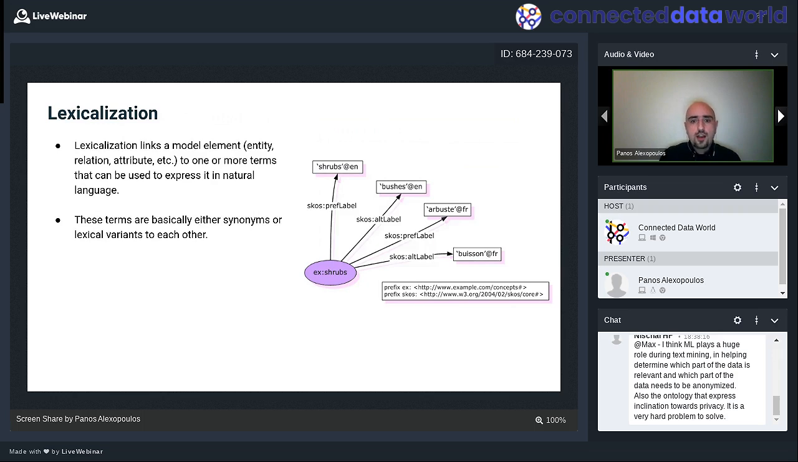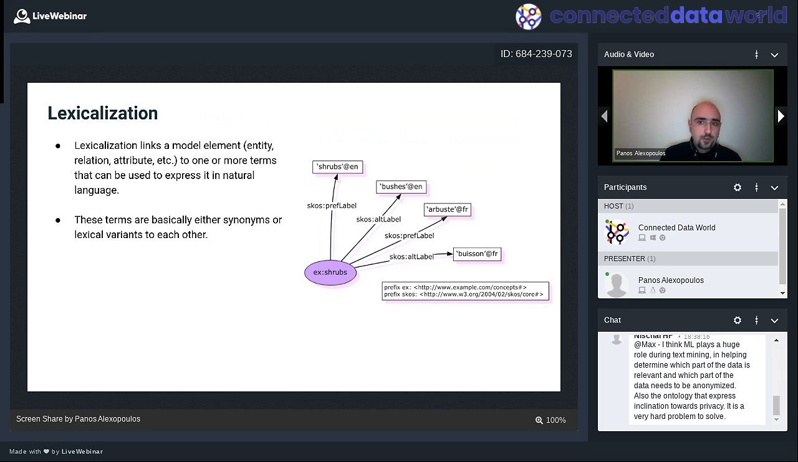So, for instance, we have the concept of shrubs, which in English has one name, one lexicalization, shrubs, but it also has a synonym, which is bushes. And in French, it also has two lexicalizations. One is arbuste and the other boisson.